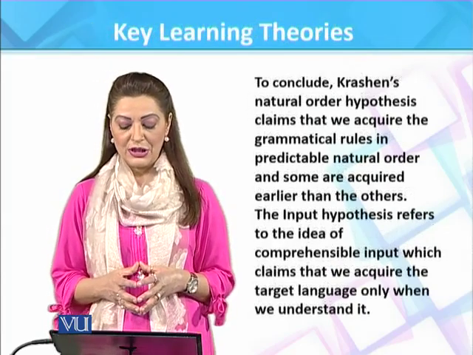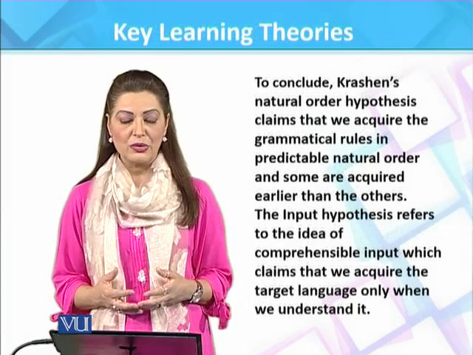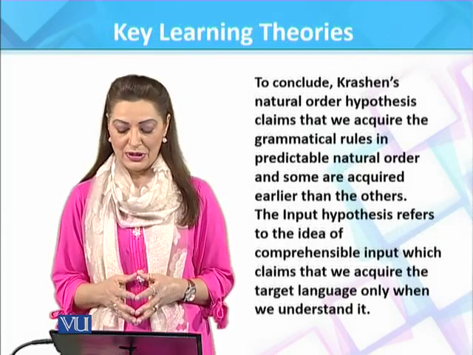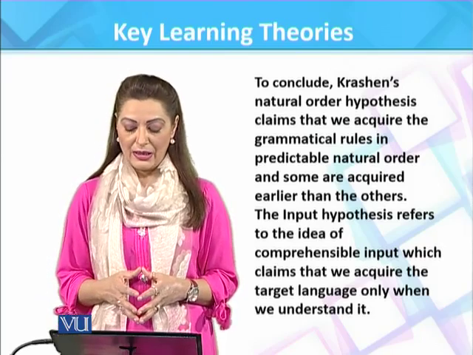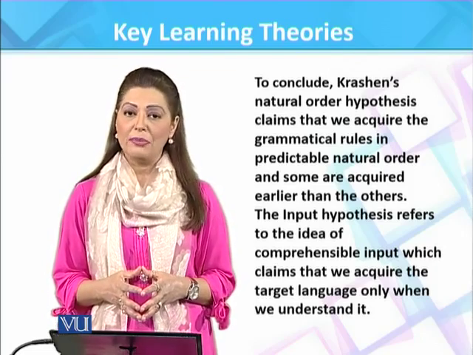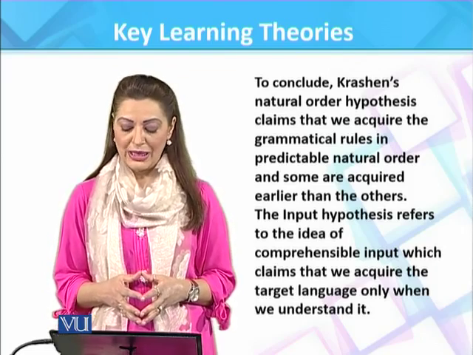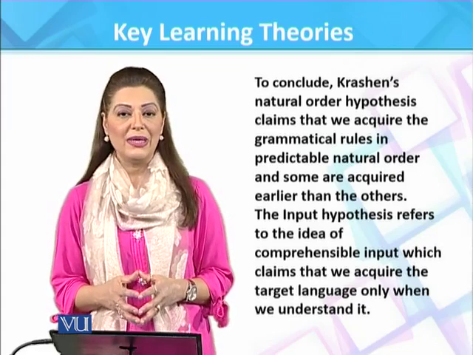To conclude, Krashen's natural order hypothesis claims that we acquire the grammatical rules in a predictable natural order, and some are acquired earlier than others. The input hypothesis refers to the idea of comprehensible input, which claims that we acquire the target language only when we understand it.